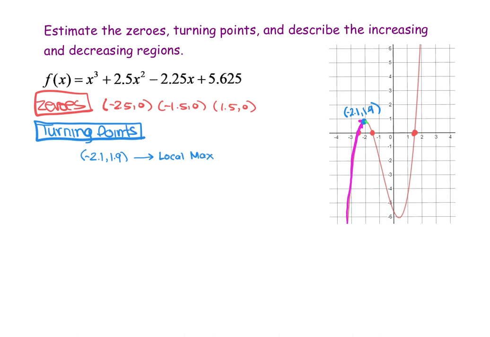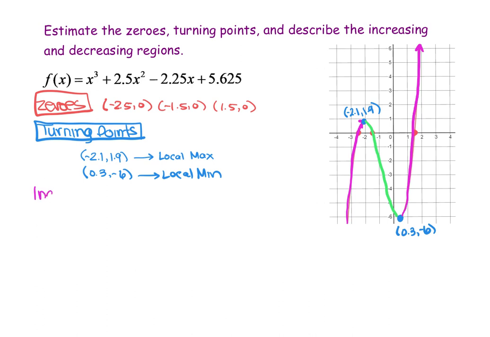Now from here, the graph starts to decrease, decrease, decrease, and it hits a low point here at about 0.3, we'll say. It doesn't need to be perfect. And y is about negative 6. Again, it doesn't need to be perfect. It's just an estimate. This point looks like it is the lowest point in its area, so we have a local minimum. And then again, the graph goes up once again. So we have two increasing regions and a decreasing region here.